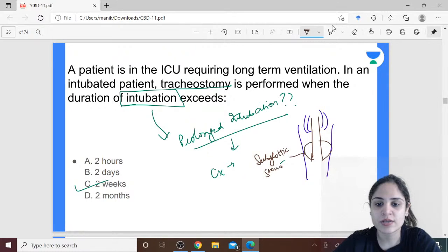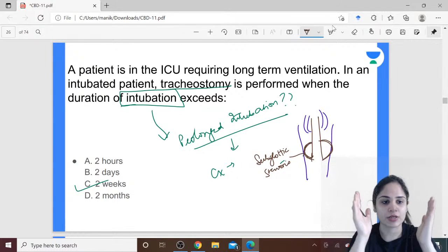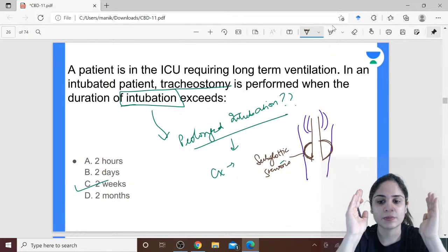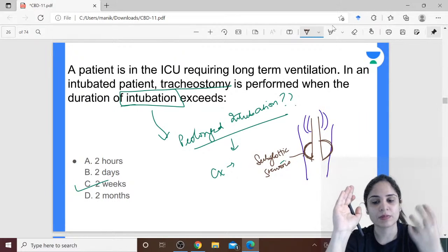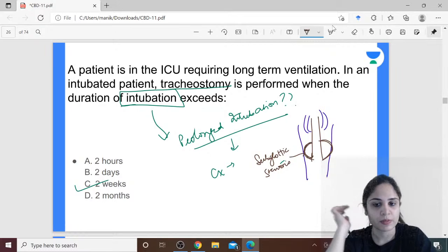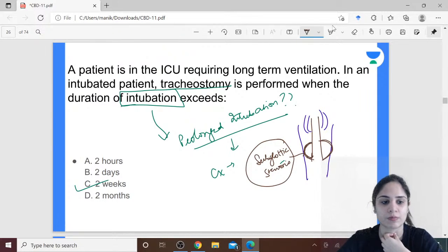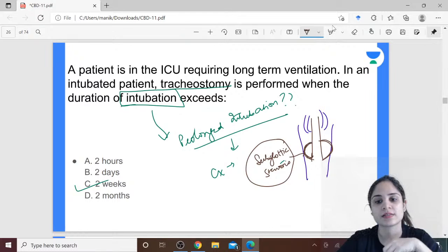Because the cuff is inflated for a long period of time, this cuff will put pressure on the subglottic area and that will cause ischemia of the subglottic area, and finally over a period of time there will be stenosis of this area. To prevent this, what we do is we put a tracheostomy tube. The second important thing with prolonged intubation is that a tube is not as secure as tracheostomy.